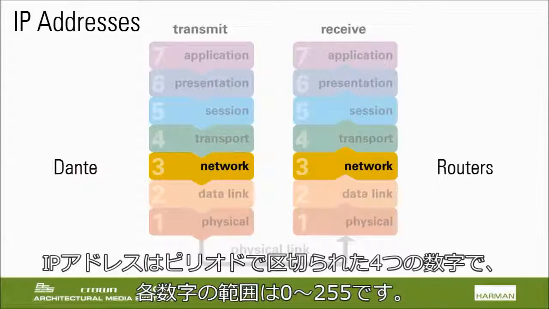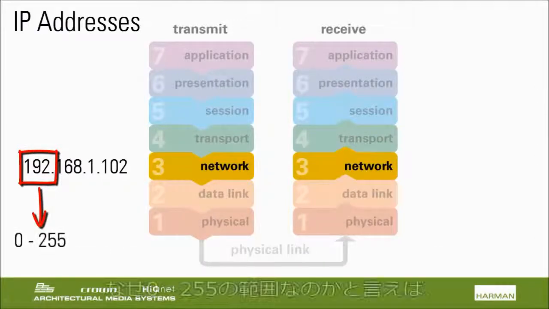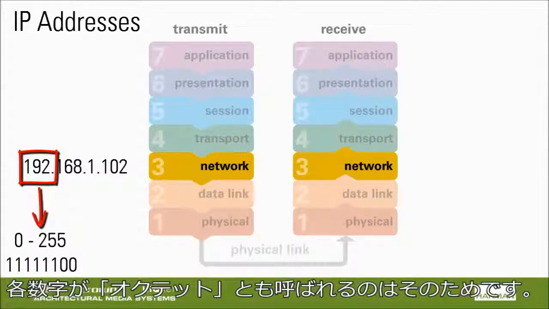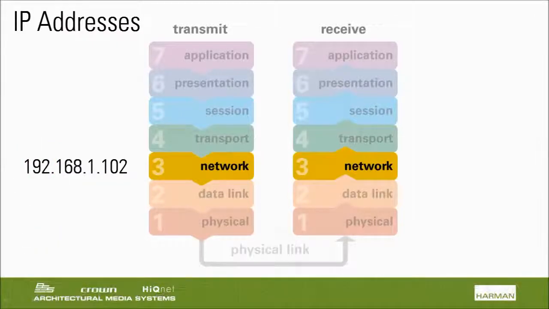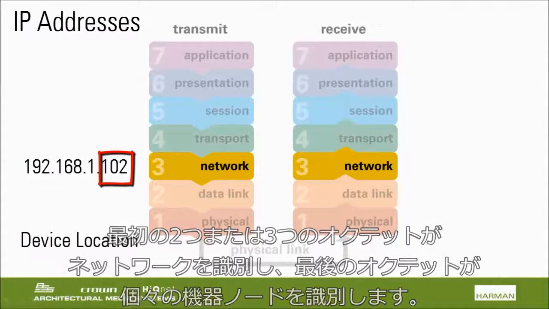An IP address is 4 numbers separated by periods, each number being from 0 to 255. The reason for this number range is that these 4 numbers are decimal conversions of 8-digit binary numbers, which have 256 different configurations. This is also why each number is referred to as an octet. Depending on the class of network address being used, the first 2 or 3 octets identify the network, and the last octets identify the individual device node.